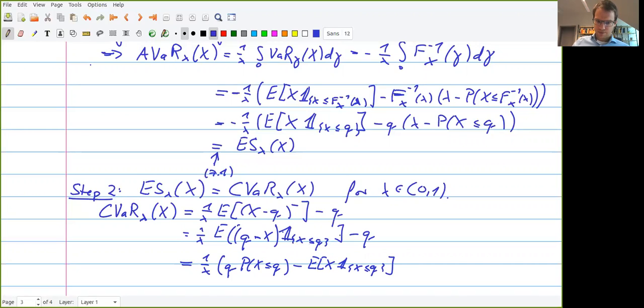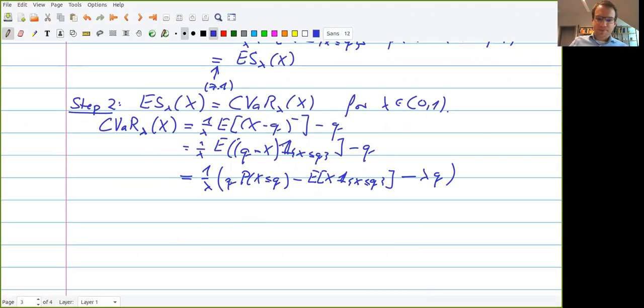And if we now pull out the indicator function, add the 1 over lambda, we write it again. Then we have here lambda times q. Okay, that's not super hard.